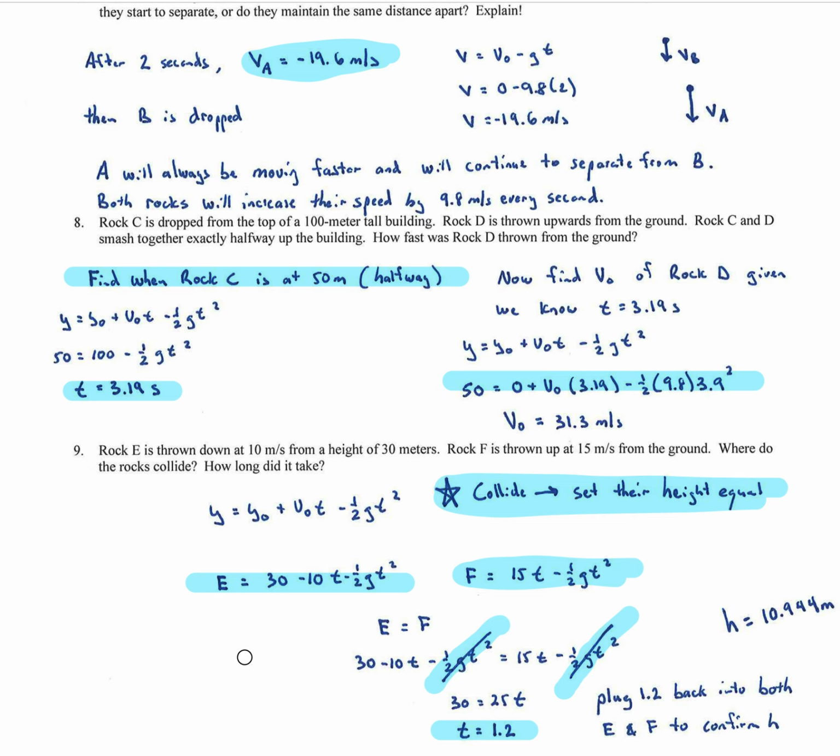And then if you want to know where they're located, you can take the 1.2 and plug it in here for time and here for time, and then you can actually prove to yourself that they actually collided exactly at 10.944 meters, which is pretty cool.